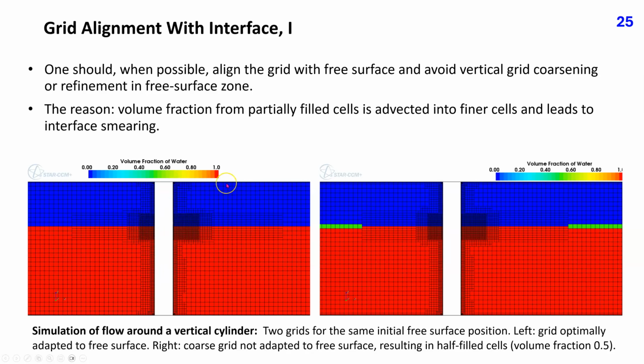In the other case, the free surface passes through the centers of the coarsest grid cells, so the volume fraction in them is 0.5. The situation from the right figure should be avoided because the volume fraction from partially filled cells is advected into finer cells and leads to interface smearing. What happens when the flow is simulated with a grid like this is shown in the next slide.